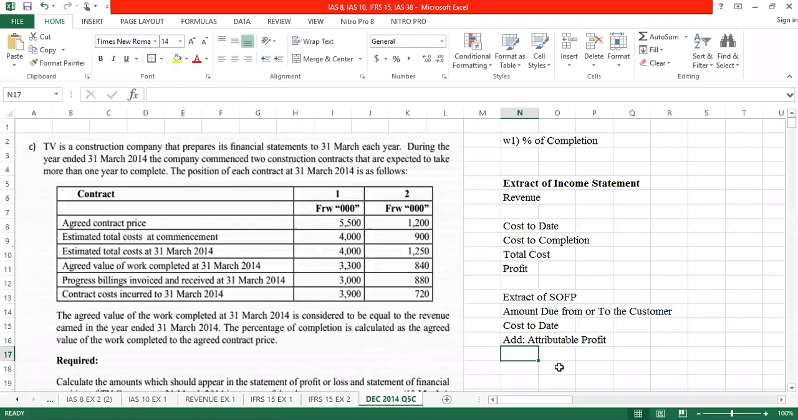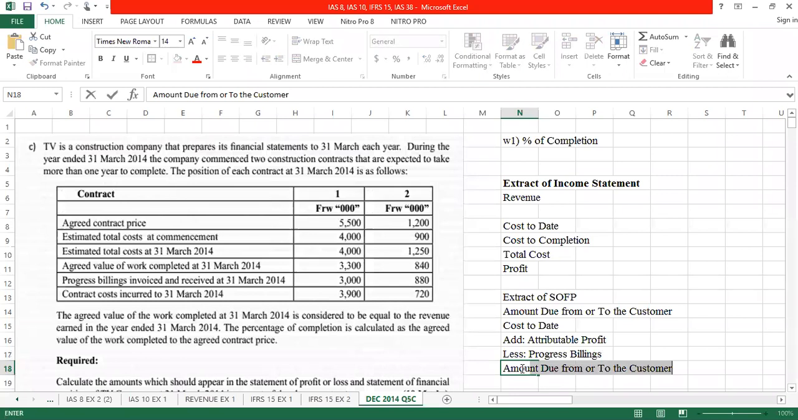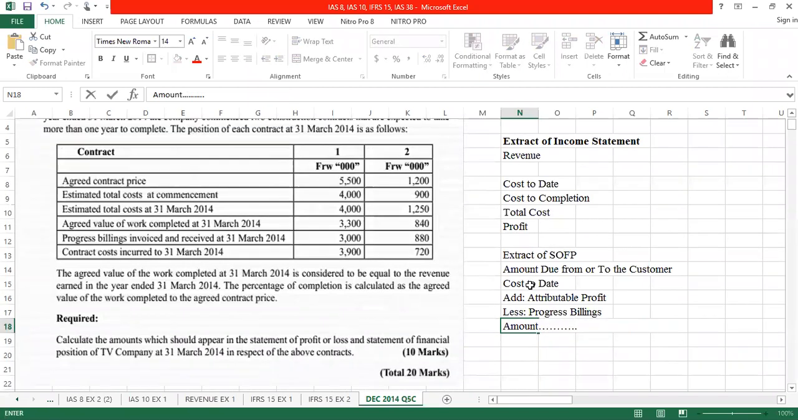And then if it is a loss, you less the loss. And then you less what? You less progress billings. The answer you get is either amount due to or from the customer. I don't want to write it because I don't know if it is due to or from.